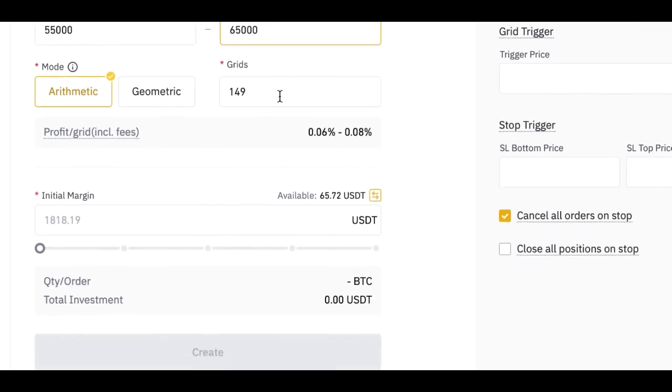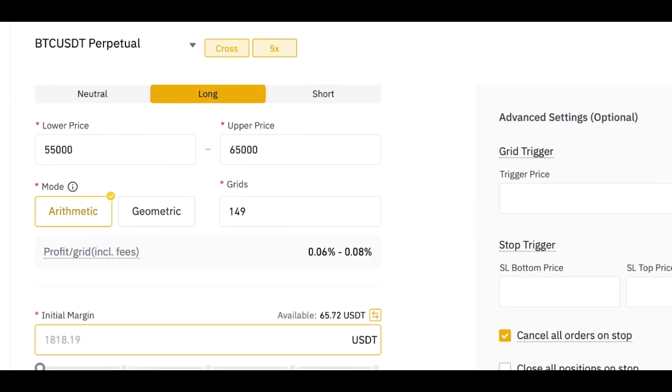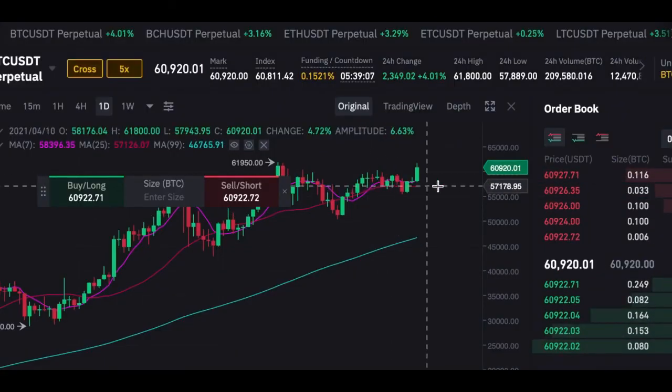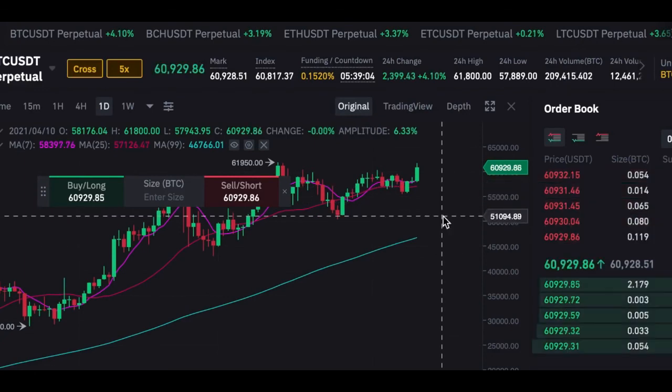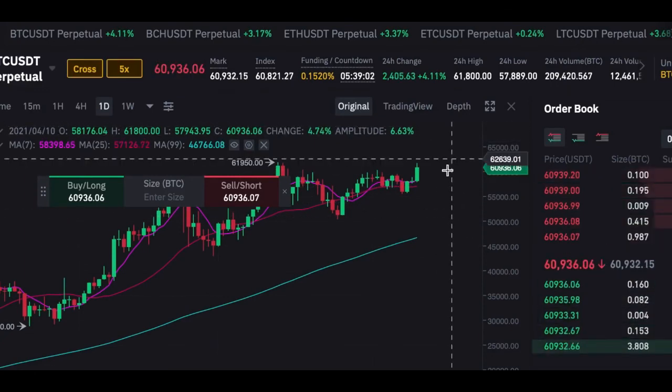The amount of initial margin on account is going to be different depending on how much you trade, and you can put that on there for you. And then you can just simply create that bot. And then what that is going to do is come back to the chart. You're going to have a bunch of long or buy orders all here, and you're going to have a bunch of sell orders up here.